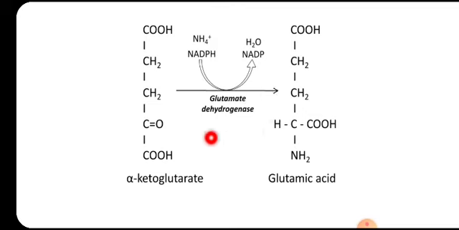This explains why there is a huge requirement of urea. Urea is supplied to serve as a source of NH4 ions, which are required for the synthesis of glutamic acid from alpha ketoglutarate through the action of the glutamate dehydrogenase enzyme.